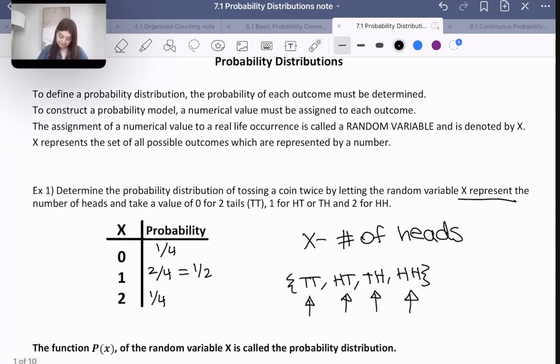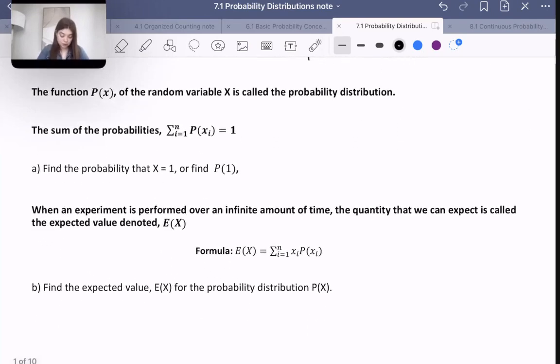Good. Okay, so let's get some terminology out of the way as well. The function p of x, of the random variable x, is called a probability distribution. The sum of probabilities is going to be 1. So basically what this notation is telling us, just a reminder of summation notation, actually that was our very first lesson of this course, is that if we add up all the different probabilities for all the different possibilities for x, we should get 1.